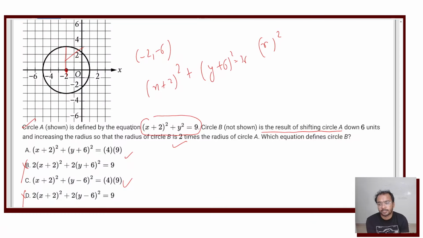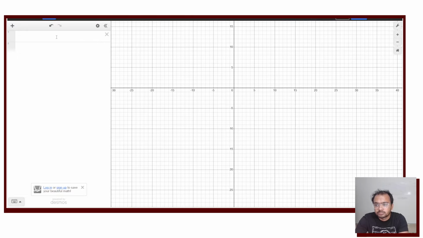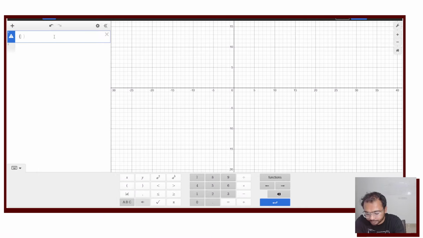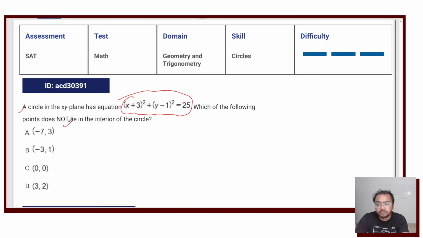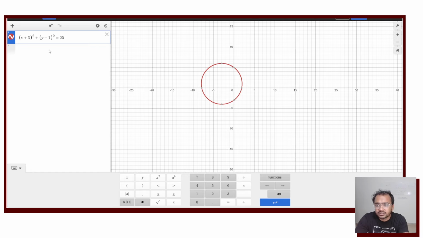Okay, a circle is given in the xy-plane having this equation. Which point does not lie in the interior of the circle? For this we can use Desmos. We can put this equation there: (x + 3)² + (y - 1)² = 25. Which point does not lie in the interior? So we can just check.